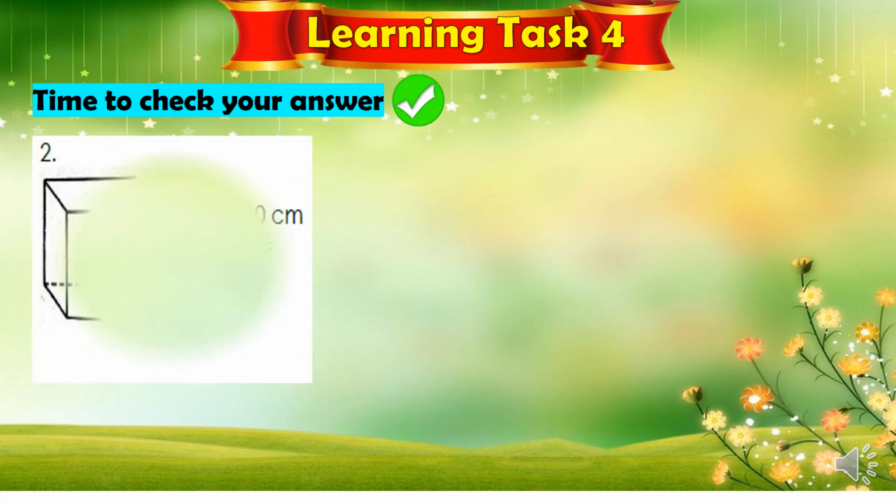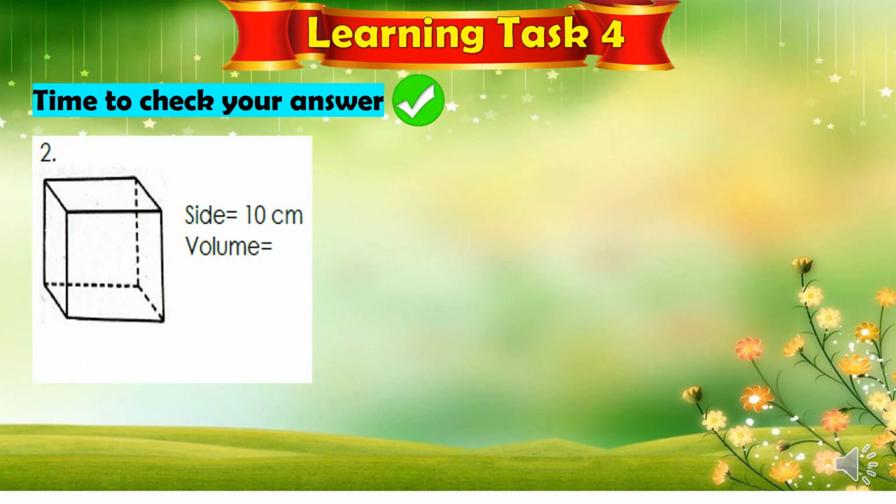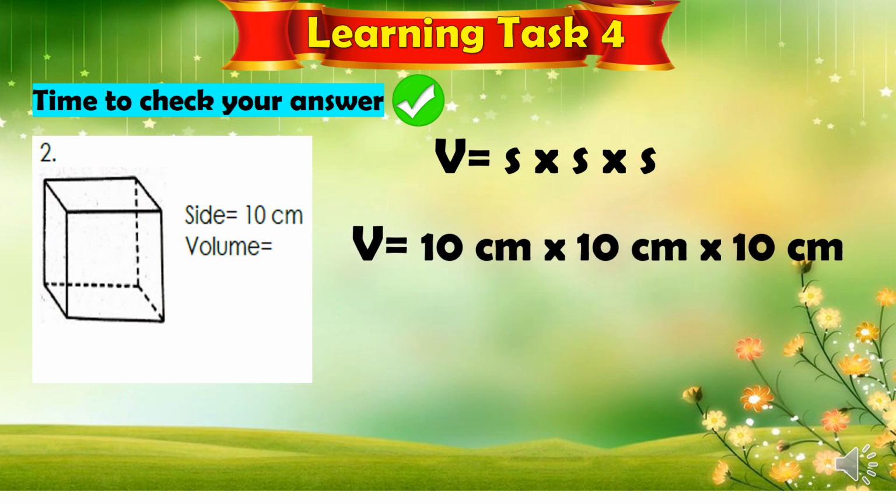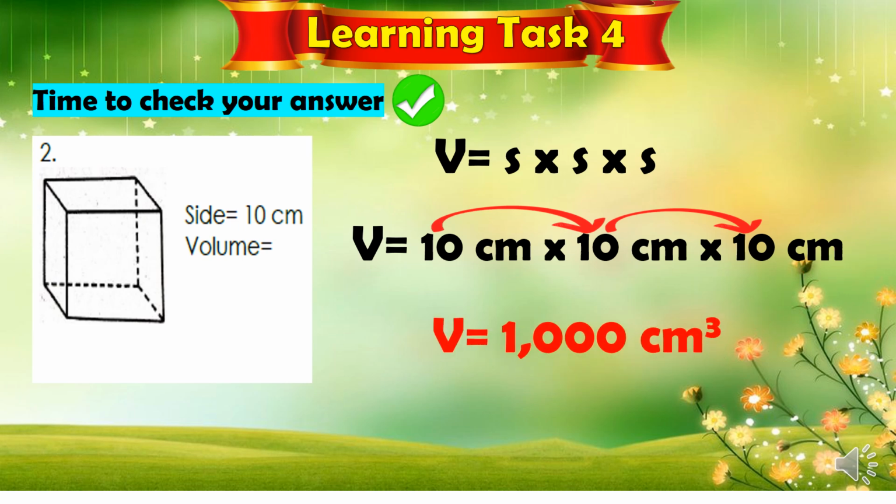For number 2 figure, this is a cube because it has only one measurement of the side, which is 10 centimeters. So what is the volume? When the given is a cube, the formula that we are going to use is V equals S times S times S, and then let us substitute 10 centimeters times 10 centimeters times 10 centimeters. That will give us a volume of 1,000 cubic centimeters.